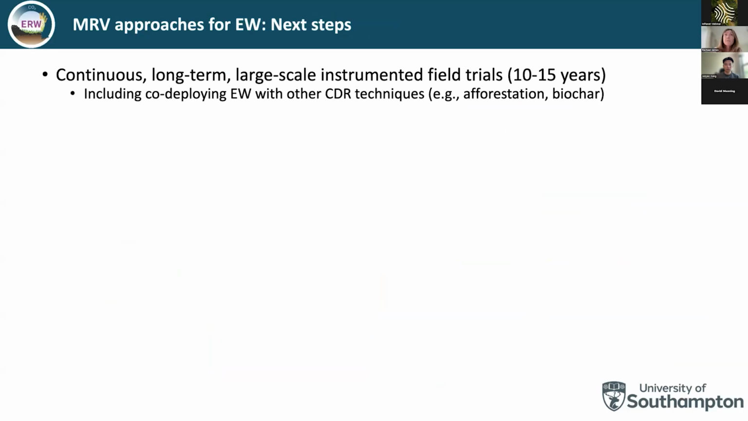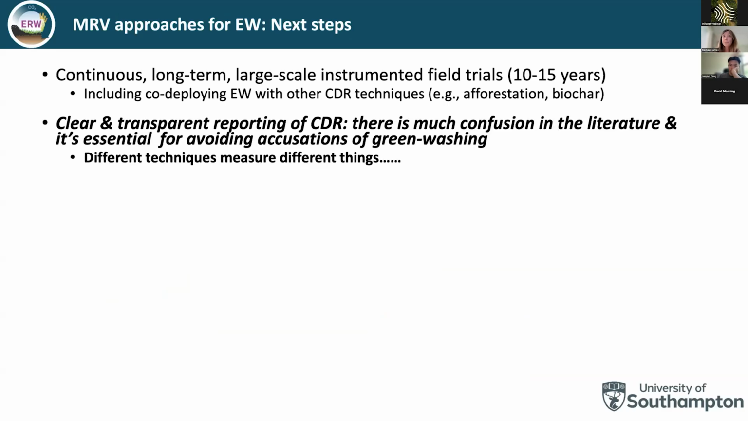So what are the next steps then? I think there's definitely a need for continuous long-term, large-scale instrumented field trials, of the order of 10 to 15 years or so. And also for co-deploying enhanced weathering with other carbon dioxide removal techniques, including things like afforestation or biochar. Of course, clear and transparent reporting of carbon dioxide removal is essential.